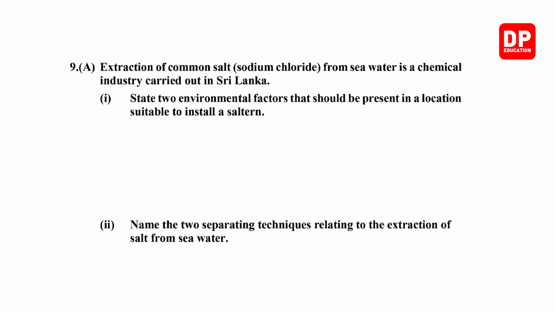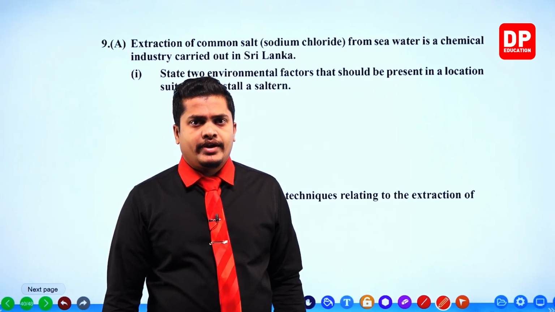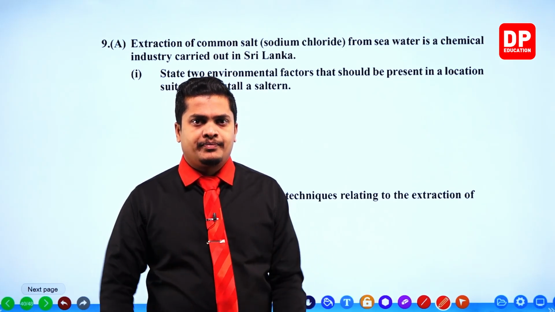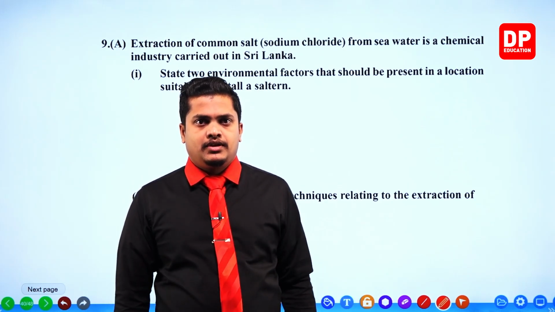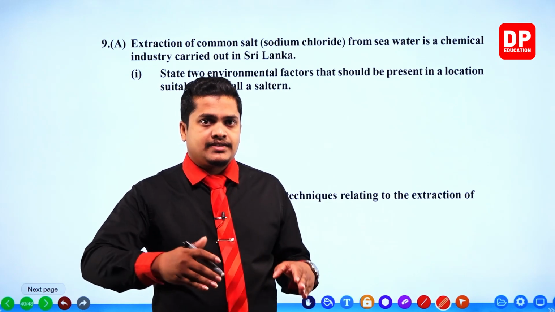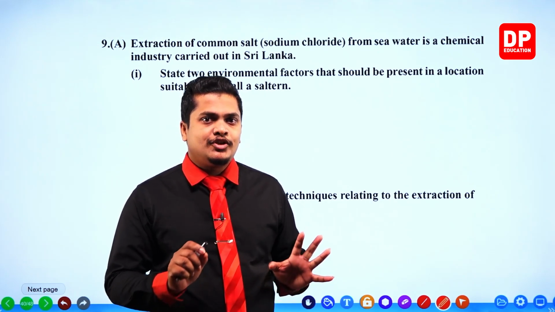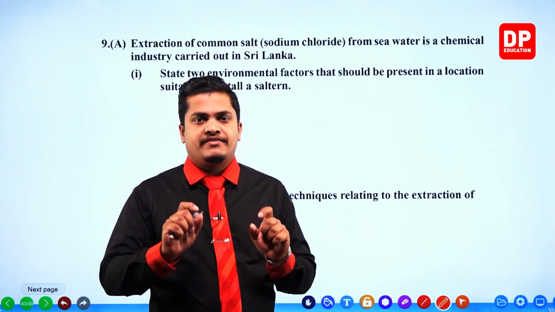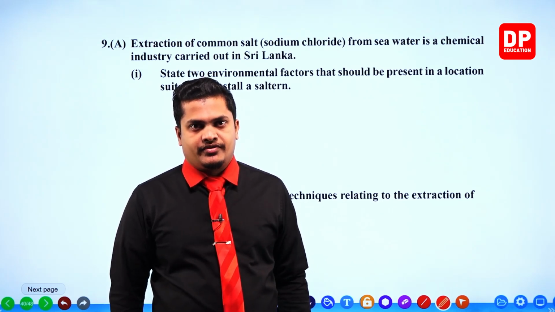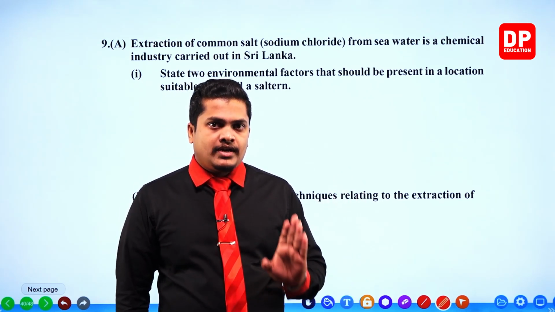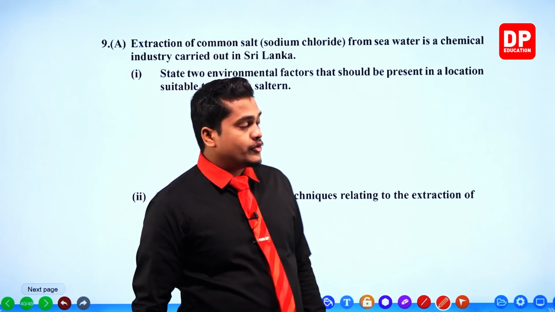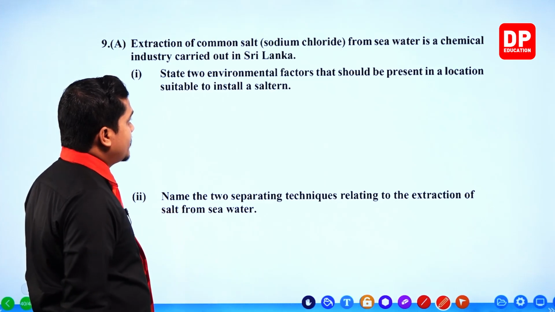In Sri Lanka, the entire country is surrounded by the ocean as it is an island. However, salterns are located only in certain areas like Hambantota and Puttalam. In Colombo, we won't be able to observe a saltern, even though some areas of Colombo are surrounded by seawater. It's mainly because there are certain geological and environmental factors that we need to consider when setting up a saltern. So you need to write down 2 environmental factors.